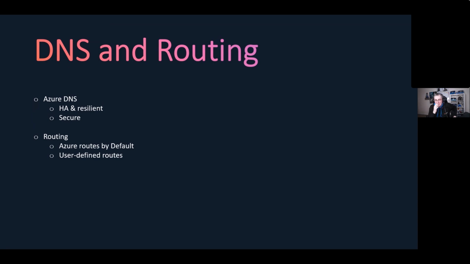You can override this routing, however. So there is the concept of user-defined routes, where you create your own routing tables, and this is where you can suggest that rather than going straight out to the internet, you need to pass through a different virtual network first.